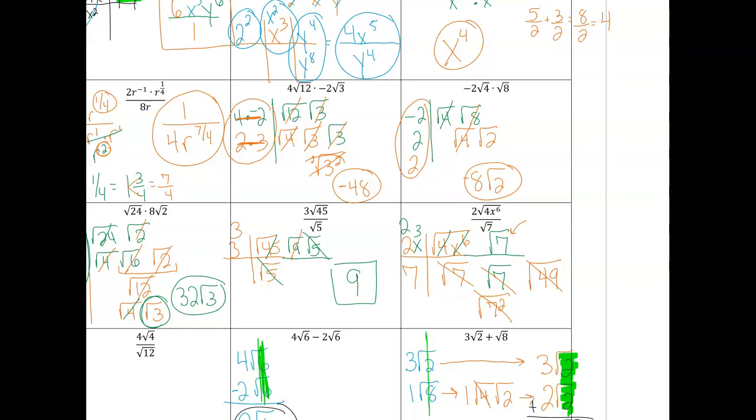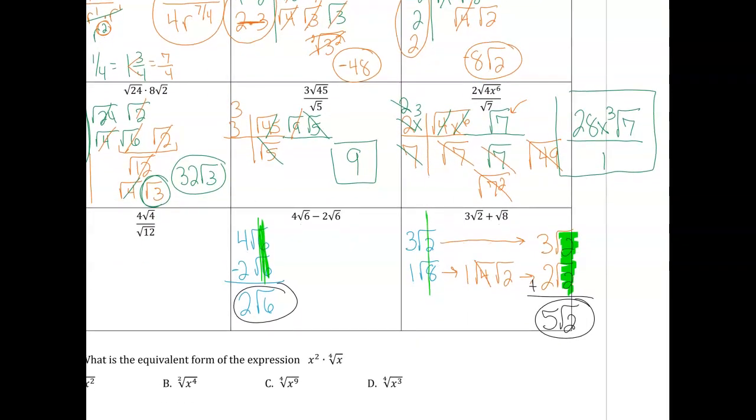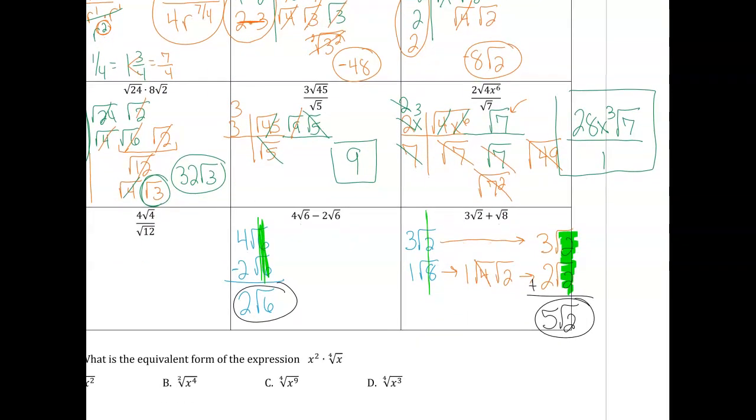So in my left house, as far as my numbers go, I have 2 times 2, which is 4. 4 times 7 is 28. The x to the 3rd. And then I have a square root of 7. If you want to put something in the denominator, you can put a 1, but you don't need a 1. All right, next problem. So again, breaking up my houses.